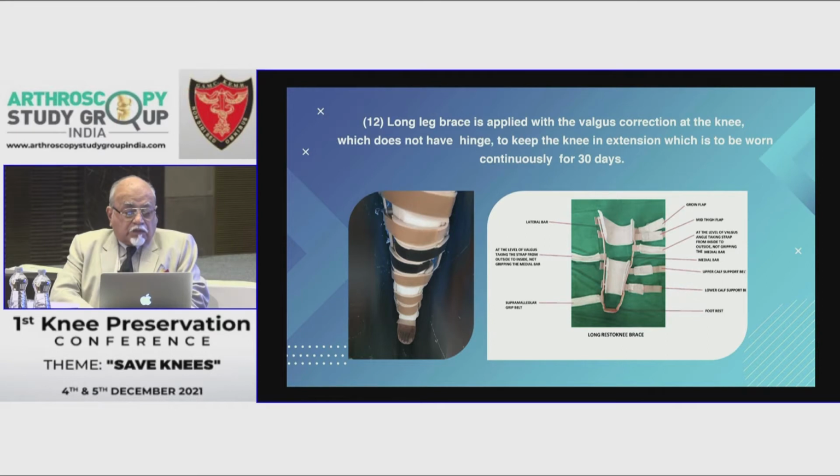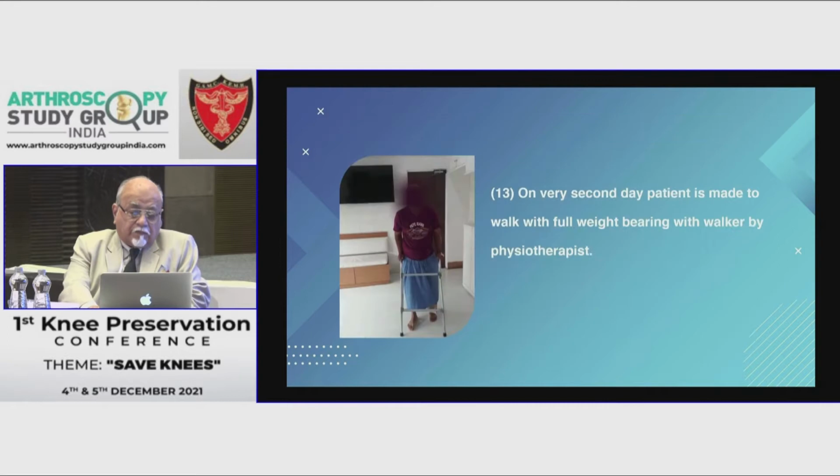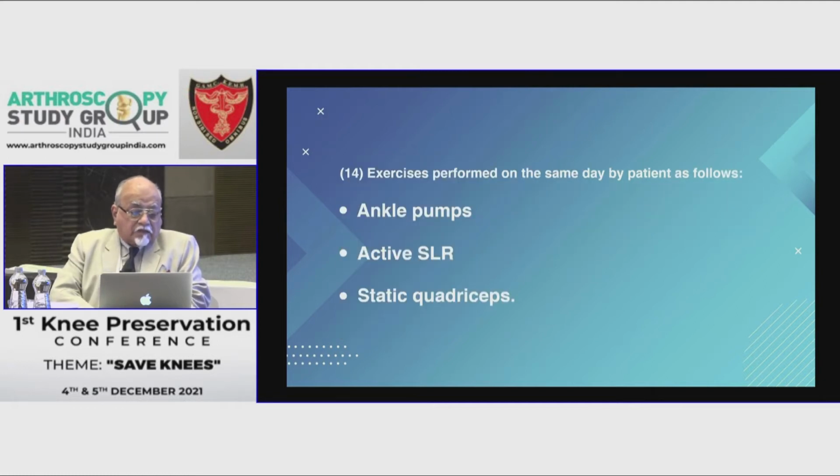Immediately after putting the well-padded dressing, long brace is applied with the valgus correction at the knee, which does not have hinge, to keep the knee in extension, which is to be worn continuously for 30 days. On very second day, patient is made to walk with full weight bearing with walker by physiotherapist. And other exercises like ankle pump, active SLR and static quadriceps drill should be started along with.